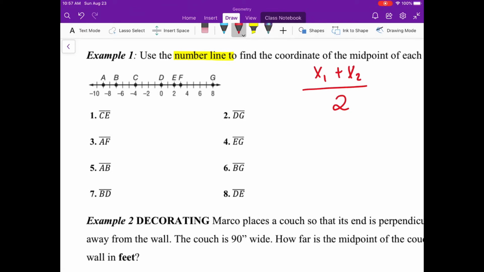So for number 1, we are looking at segment CE. So I see that C is right here at -4 and E is right here at 2. So following my formula, it says x1 plus x2, so I'm going to add -4 plus 2 and then divide by 2. When you are working out these problems, make sure you're looking at the numerator first, or the top line. So I have -4 plus 2, that gives me a -2. And then I'm going to divide by 2, and I have a final answer of -1. So that tells me if I go to -1 on my number line, which is right here, that is the direct middle between segment CE.